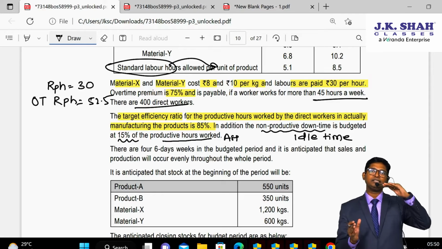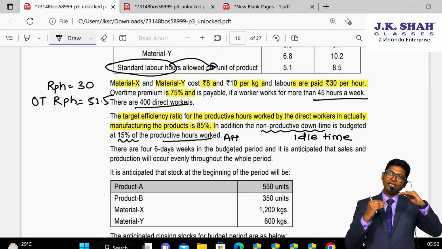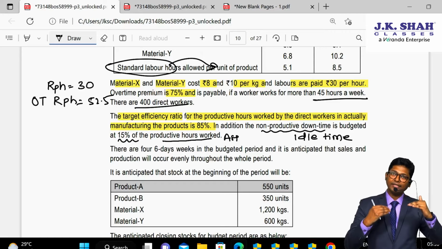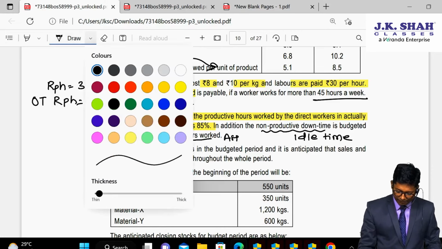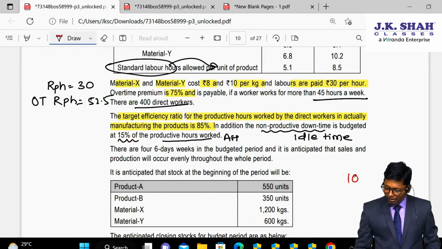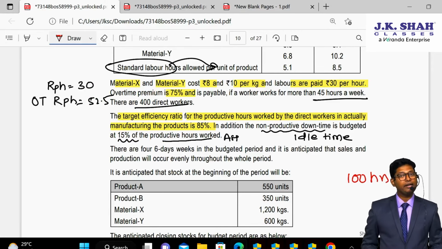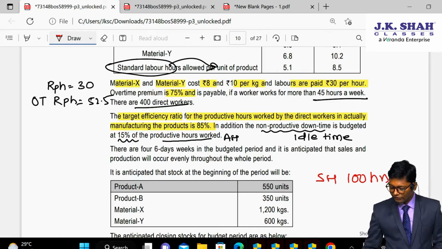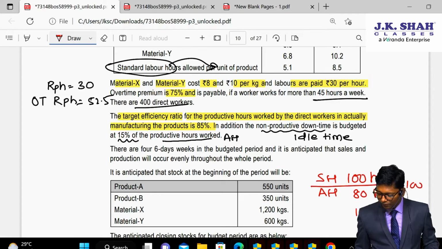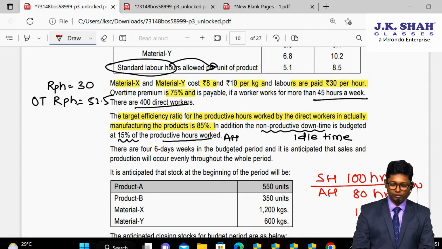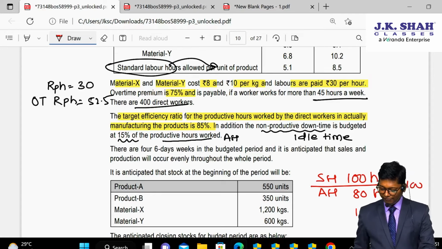So first, standard and actual hours are not the same. Actual hours will be more than the standard hours. Let me give you one simple example here. If you are asking me to complete a task in 100 hours, this is not actual hours, this is standard hours. If I complete your task in 80 hours, that means my efficiency is 125%. You can calculate on your calculator, you will get my efficiency of 125%, correct?